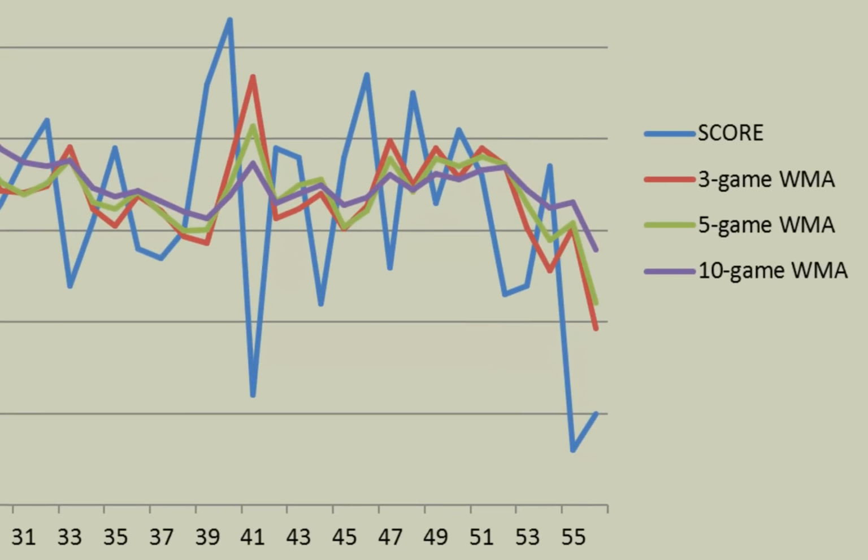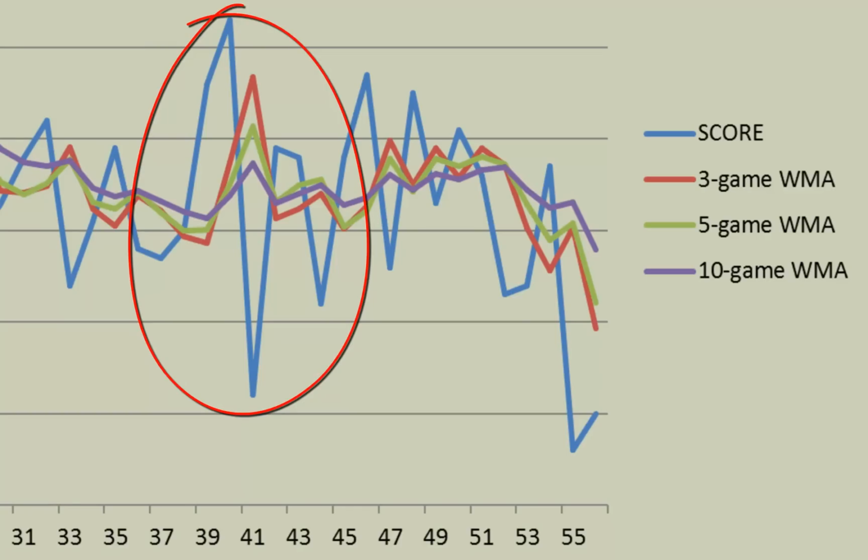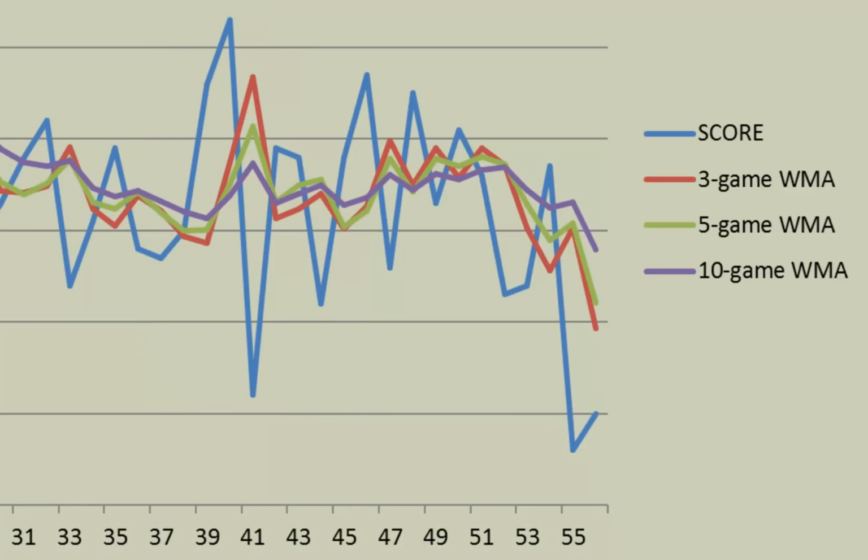For example, if you look at around game 41 or 42, you can see that the 3-game WMA jumps up because of that previous game that had a high score, whereas the 5-game WMA doesn't jump up nearly as high. And the same thing is true when they have that low game the next time. The 3-game weighted moving average goes down quite a bit, whereas the 5-game goes down just a little bit less.